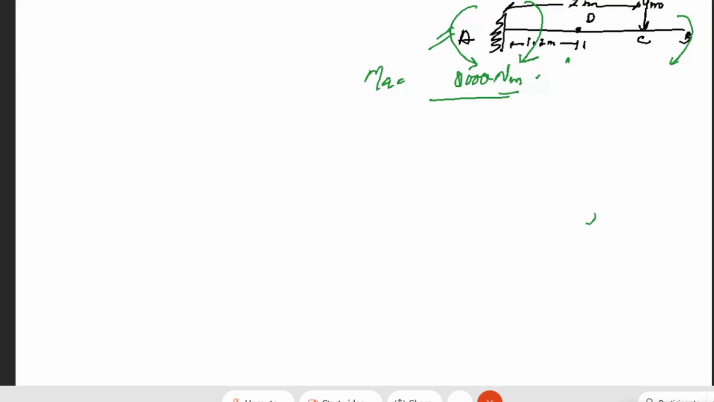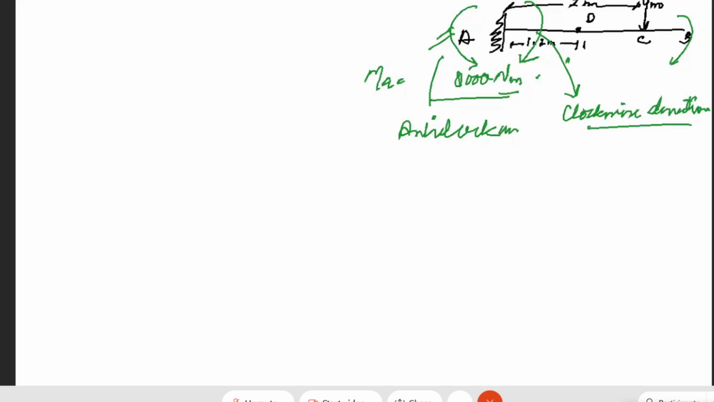And as you can see, it is anti-clockwise. And here the beam is providing a moment in the clockwise direction. The beam has provided a clockwise moment of 8,000, and the fixed end has provided a resisting moment of 8,000 Newton meter in order to be in equilibrium.